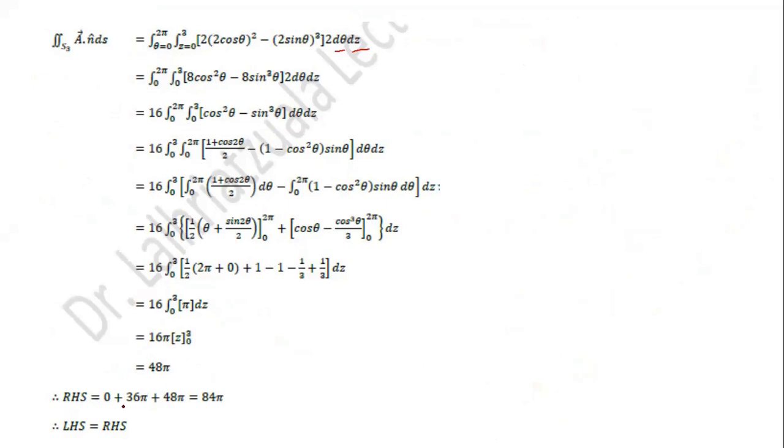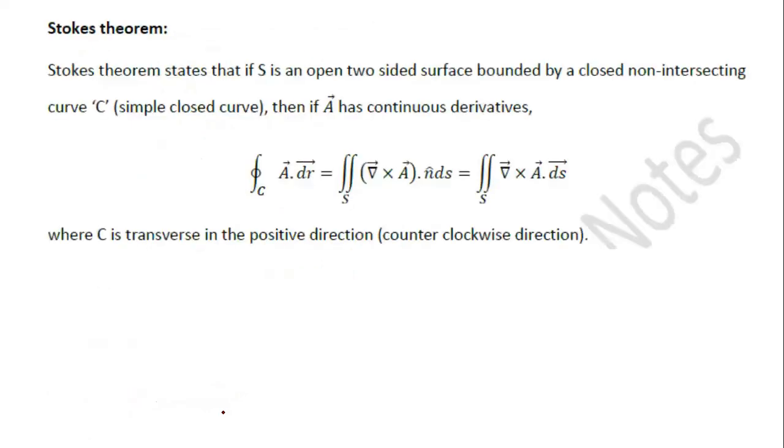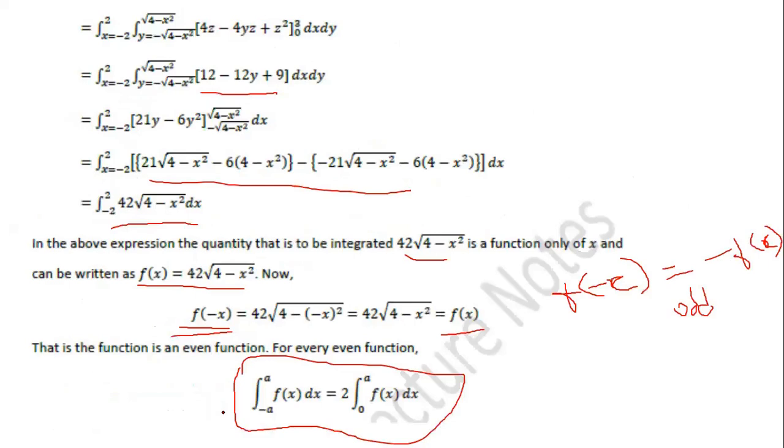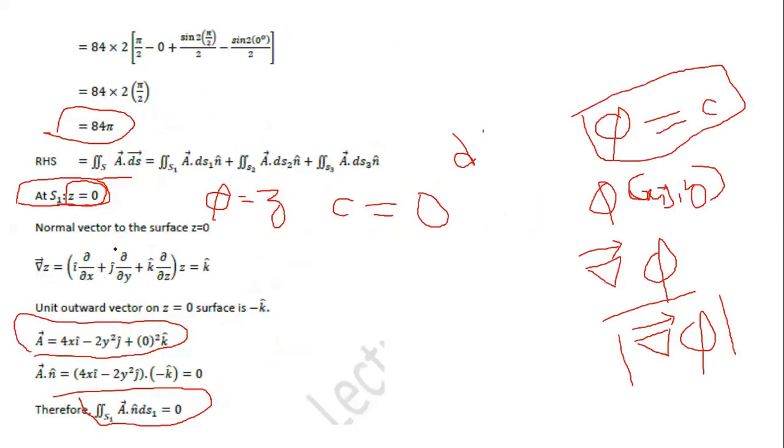Then if you add the right hand side, on the bottom surface the integration was 0, on the top surface it was 36 pi, and then 48 pi on the curved surface. Together you will get 84 pi, which is exactly the same as the left hand side, which we already obtained as 84 pi. So that is how you have to verify the divergence theorem.